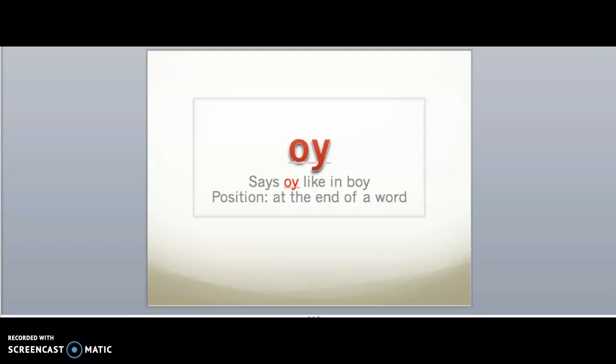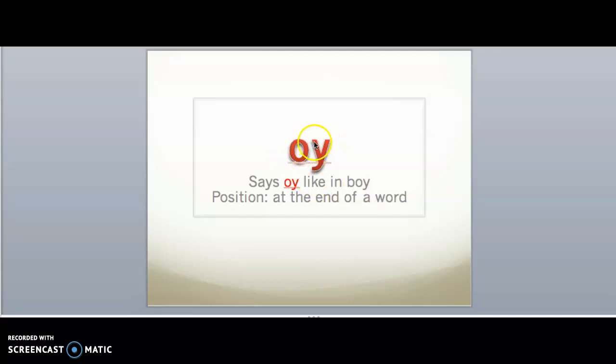Today, we're going to learn about the vowel team OY. OY says oi like in boy. Position at the end of a word. Boys and girls, pick up two fingers and trace OY with me.